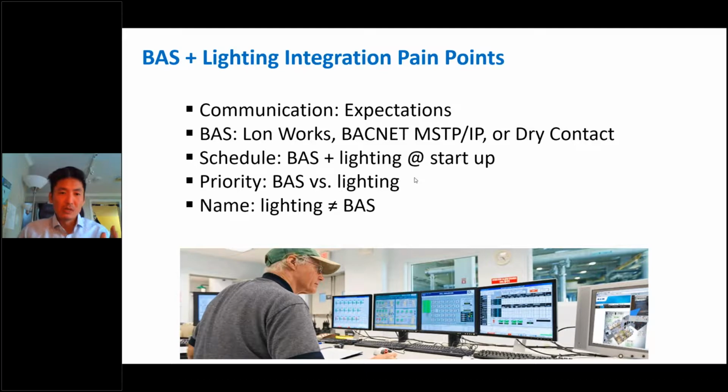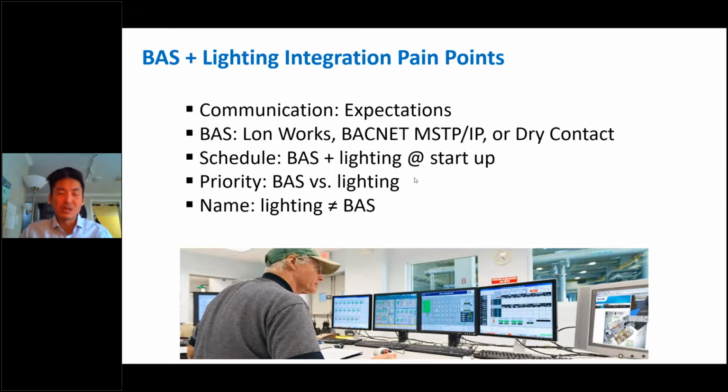Scheduling: as far as scheduling is concerned, there might be conflicts that need to be talked through in terms of priorities. So maybe you want to turn on the HVAC at a certain time, and maybe you want the lighting to turn on the HVAC when the room is occupied. So there are different expectations there: do I schedule the lighting to take priority, or does the lighting trigger the HVAC, or is it the other way around?